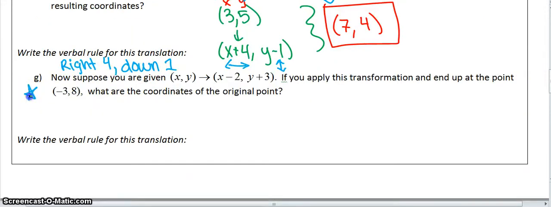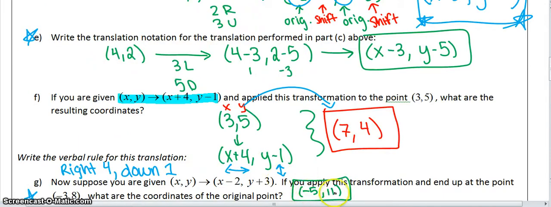Okay, I want you to go ahead and try this, and I'll come back with the answer. Okay, I bet a lot of you got negative 5, 11 because you said, okay, I am at negative 3 and I'm minusing 2 in the x. I'm going left 2, so I'd be at negative 5. And I'm going up 3 on the y, so I'd be at 11. It's a very common mistake if you don't read very carefully.